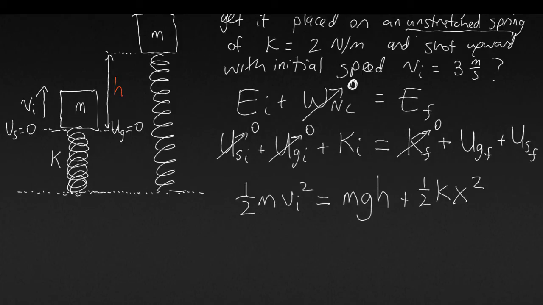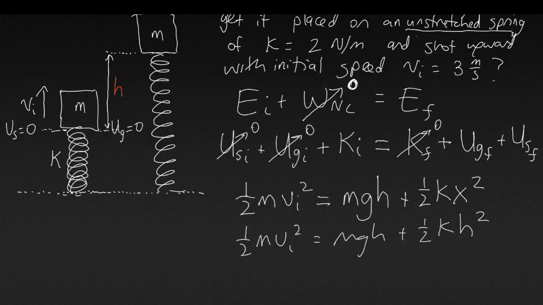But what is x? What is the distance the spring is stretched? Do you see that all that is just h? So I'm going to rewrite it one more time. 1/2 mv initial squared equals mgh plus 1/2 kh squared. Aha, there's only one unknown in there, and that is the final height h.